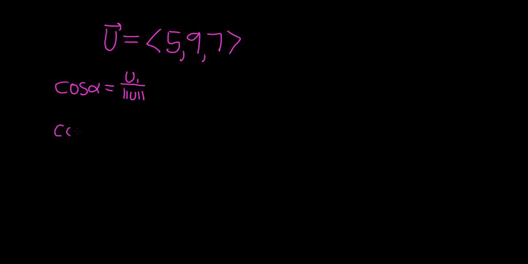And then the cosine of beta is equal to u2 over the magnitude of u. By the way, this is your u1 right here, and this is your u2, and this is your u3. And then the cosine of gamma is equal to u3 over the magnitude of u.